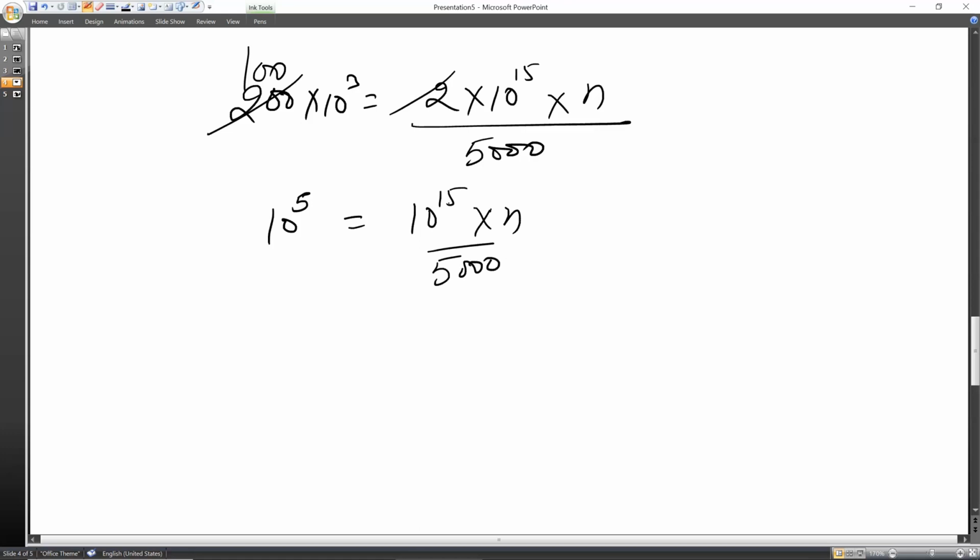So when this goes down, how can the number of particles be in negative power? It is not possible. No, it is not. It is not a negative number. This is a positive number.